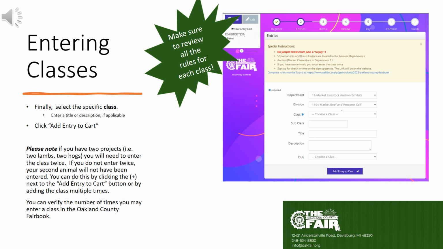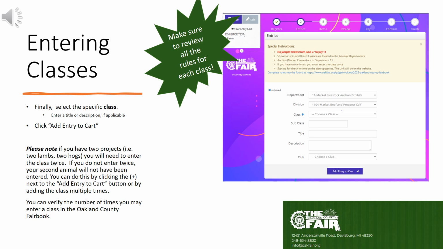After selecting the department and the division, finally you will select the specific class. Once the class has been selected, you will click Add Entry to Cart. Please note if you have two projects, for example, 2 lambs or 2 hogs, you will need to enter the class twice. If you do not enter it twice, your second animal will not have been entered.